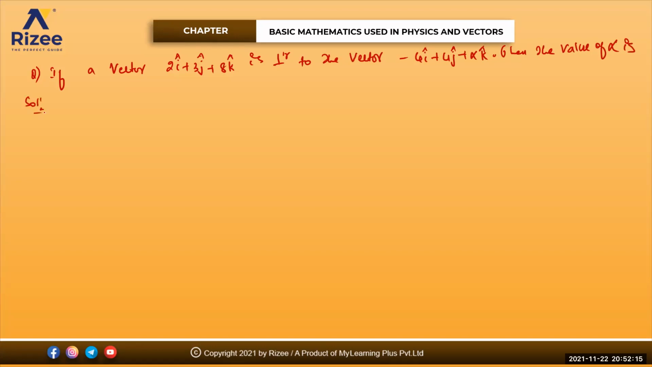If the vector 2i cap plus 3j cap plus 8k cap is perpendicular to the vector minus 4i cap plus 4j cap plus alpha k cap. When two vectors are perpendicular to each other, then what do you write, beta? A bar dot b bar must be equal to 0. If I take a bar as 2i cap plus 3j cap plus 8k cap, this is the dot product with b bar. B bar is minus 4i cap plus 4j cap plus alpha k cap, and it will be equal to 0.